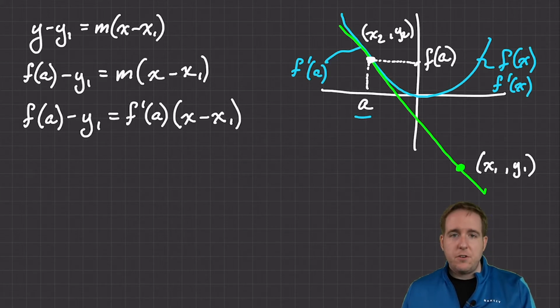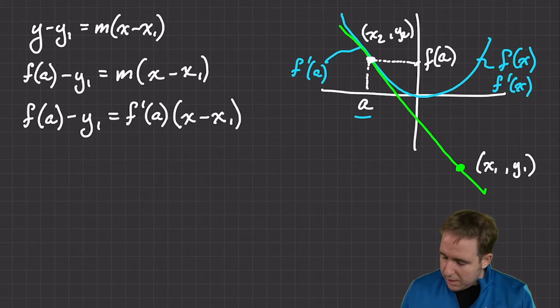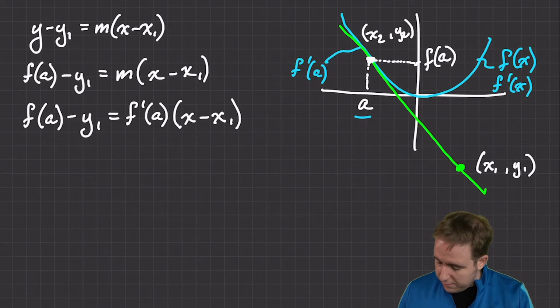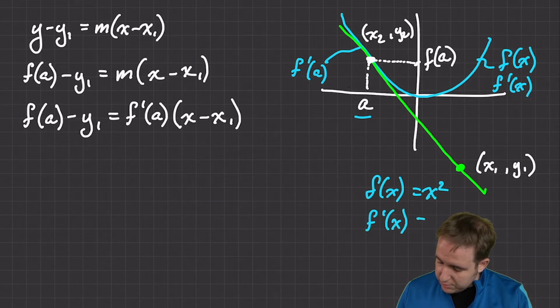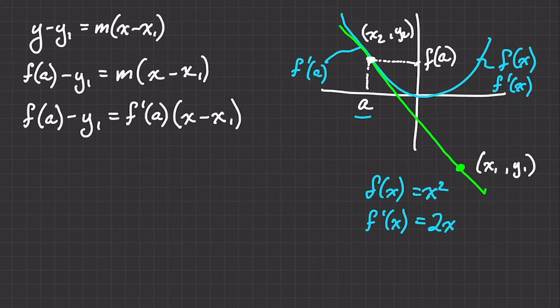But if you can get this far, everything else is going to be very straightforward, and we're going to kind of whip through it quickly. So my function, remember, f of x in this case was x squared. That means f prime of x equals 2x. And if I change these to a's, the thing is still the same.